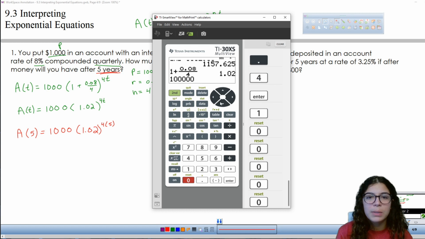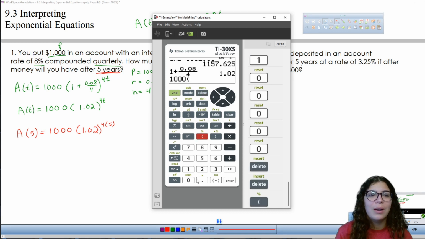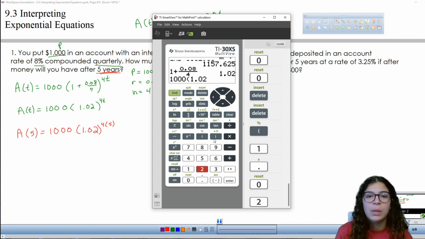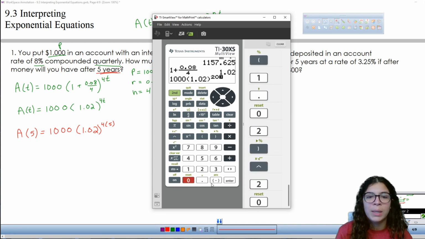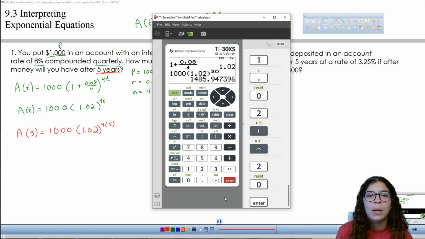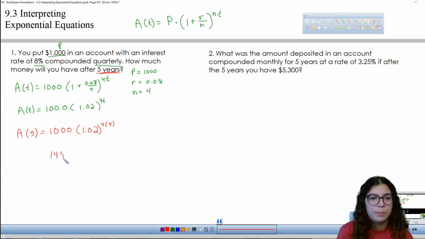1,000. Oops, I think I put one too many zeros there. 1,000 times 1.02 to the power of 20. And that would be 1,485 and 95 cents. That's how much money I would have after 5 years.